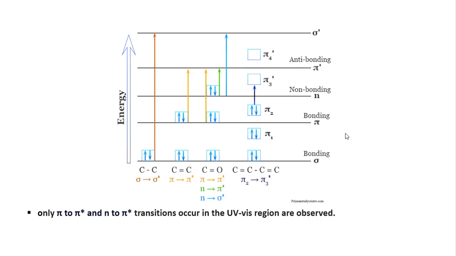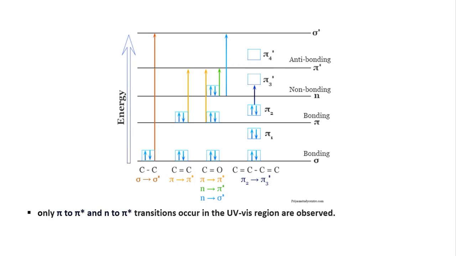Great. So now the energy required for the excitation. If we see sigma to sigma star transition, the energy required is quite higher. Followed by we have n to sigma star, which also requires a higher amount of energy. And then we have pi to pi star excitation that also requires quite a similar amount of energy. And then we finally have n to pi star transition.